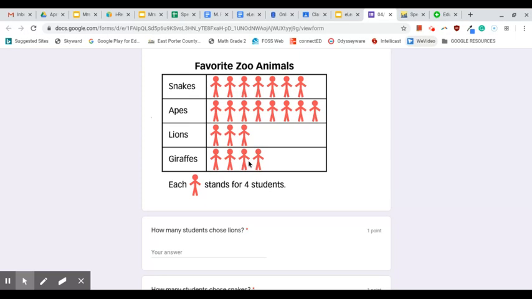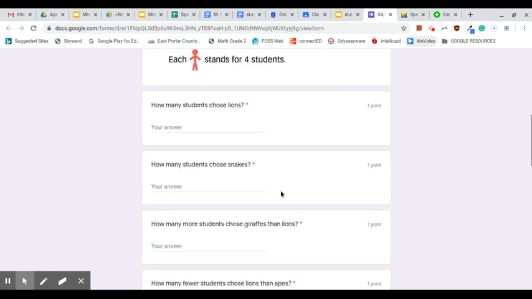I also see another way I could solve this problem because look right here. The only thing that is different between lions and giraffes is 1 extra symbol. So what does that 1 extra symbol stand for? Okay, that's number 3.